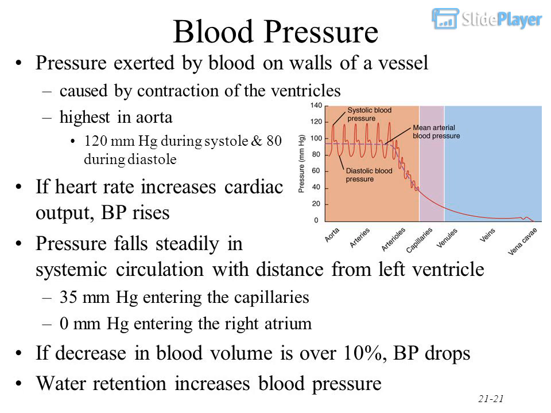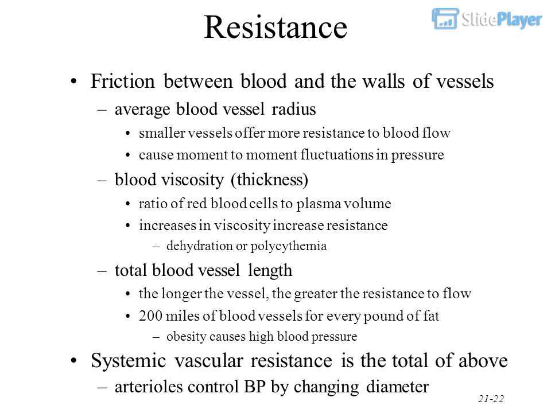Pressure is 35 mm Hg entering the capillaries and 0 mm Hg entering the right atrium. If the decrease in blood volume is over 10%, BP drops. Water retention increases blood pressure. Resistance is friction between blood and the walls of vessels.